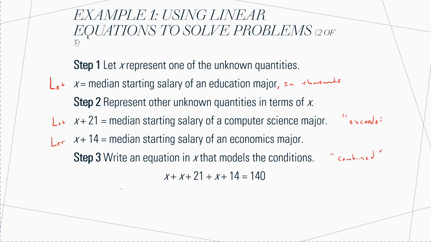So if you take the education major salary x plus the salary of the computer science major, which is x plus 21, and then you add to that the salary of the economics major, which is x plus 14, that should sum up and be equal to 140,000. In this case, just 140. So this you just have to solve, and it's a very easy linear equation to solve.